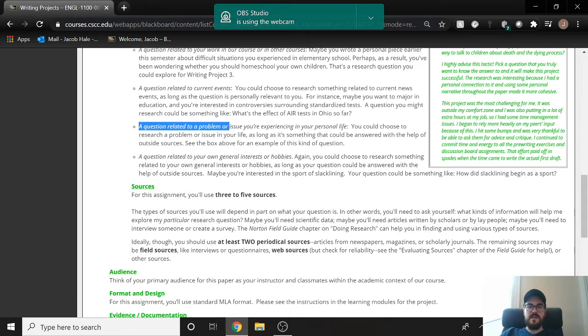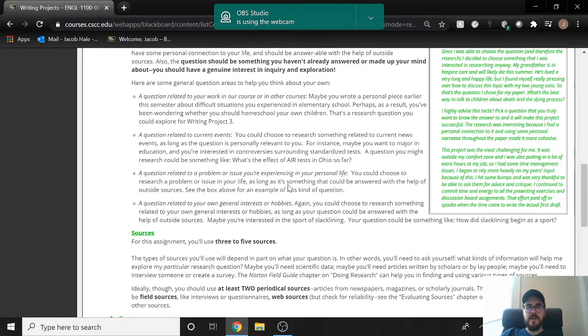It could be a question related to a problem or issue that you're experiencing in your own life. Or it could just be a question related to hobbies you have or other things that you're interested in. So you actually have a lot of flexibility when it comes to choosing the topic of writing project 3.